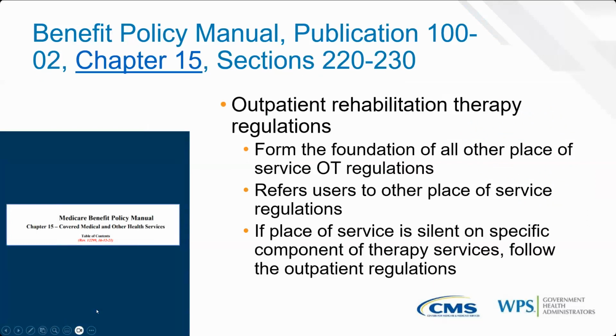Now, if you participated in the large event that was held in January that was over all coverage criteria of therapy services, you've seen this information, but I want to reiterate it anyways. The coverage criteria for outpatient rehabilitative therapy services, regardless of the place of service that you render it at, is formulated in the outpatient regulations.